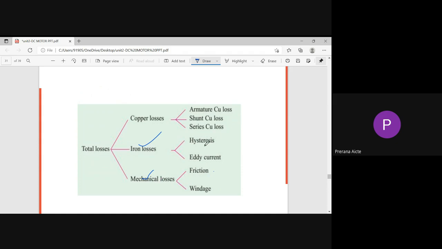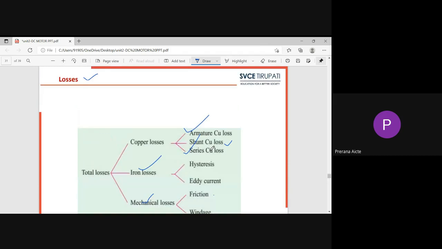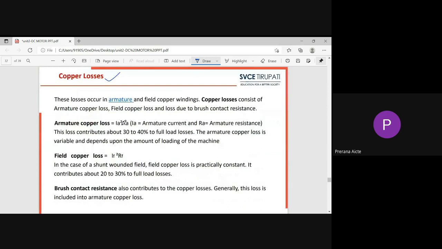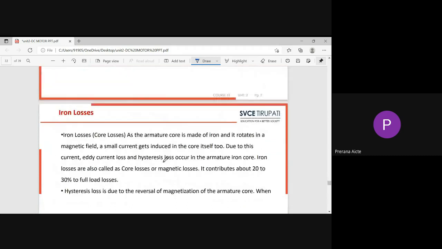For that reason, the fixed losses in a compound machine are iron losses and mechanical losses, and the shunt field copper loss is also constant. Then what are the variable losses? Armature copper losses and series field copper losses are the variable losses in a compound machine. This is the entire theory regarding losses in DC machines. So the same points are there: copper losses and iron losses.